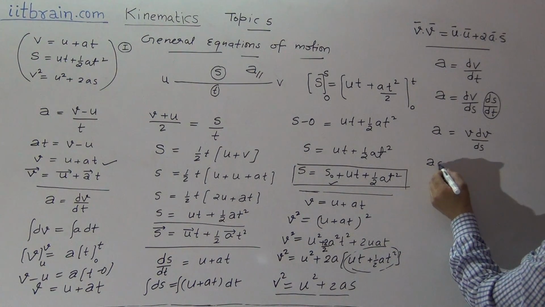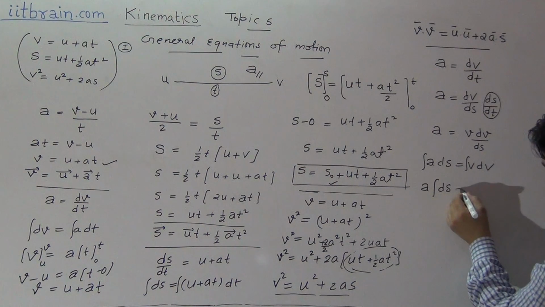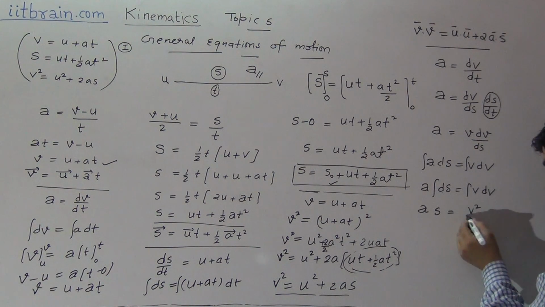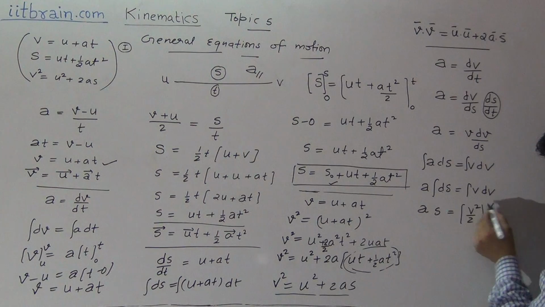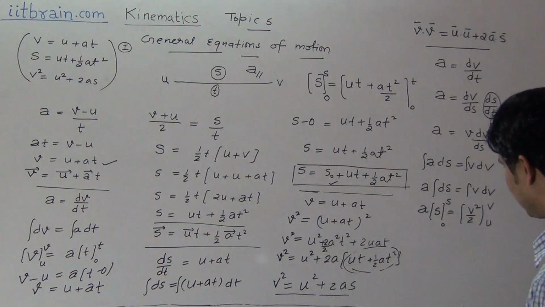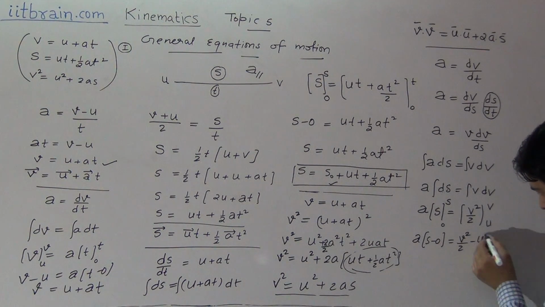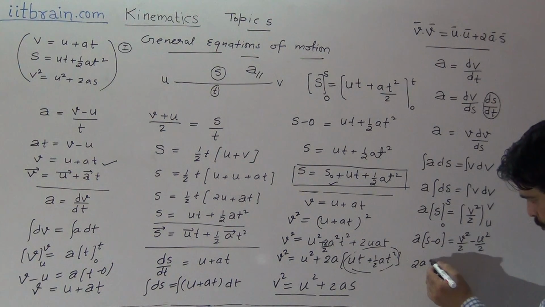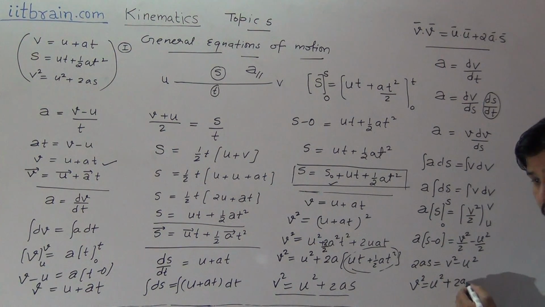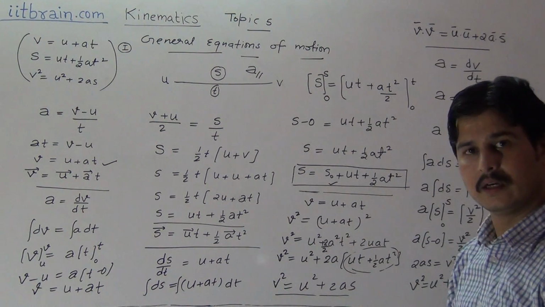Now take ds to the other side, a ds will be v dv, and integrate on both sides. a is a constant here. Integration of a ds is integration of v dv. a is constant, integration of ds is s, and that of v dv is v square by 2. Limits of v are u to v, and that of s is from 0 to s. Here I am assuming the particle starts from the origin, so the initial position is 0. On taking limits, a into (s minus 0) is v square by 2 minus u square by 2. 2 can be taken to the left side. 2as will be v square minus u square, and v square equal to u square plus 2as. This is the last equation. So this is the way to derive all the equations by the general method or by calculus.